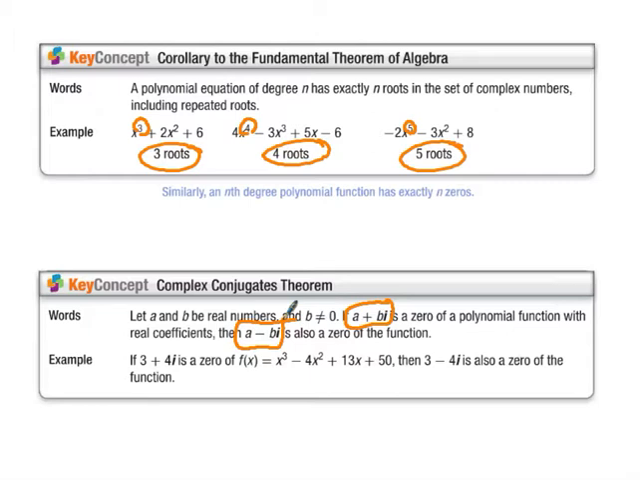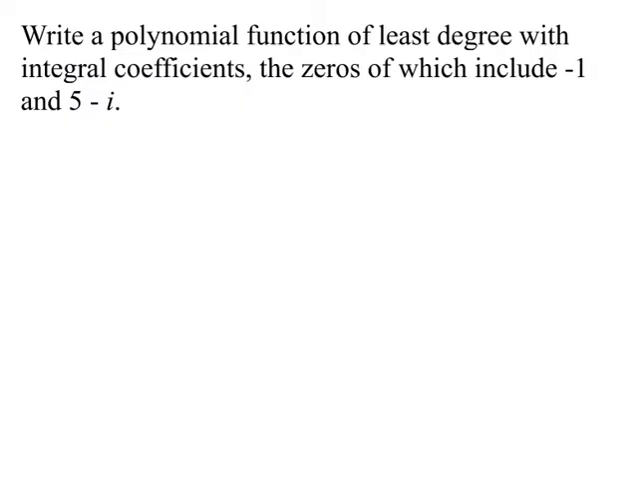So the last 2 problems we're going to look at are as follows. It says write a polynomial function of least degree, which basically means the smallest, with integral coefficients, which means integers, no fractions, no decimals, the zeros of which include negative 1 and 5 minus i. So according to that theorem, what must another 0 be? 5 plus i, the conjugate.